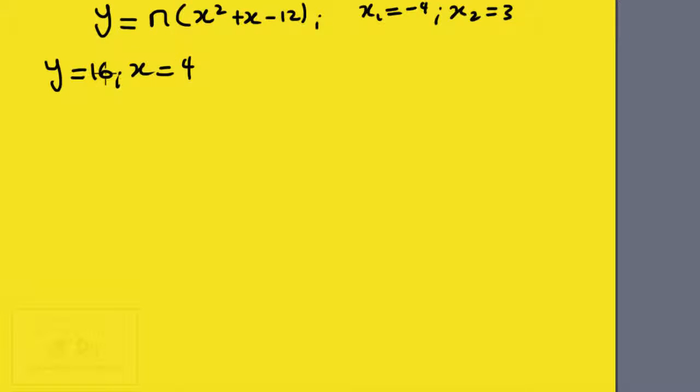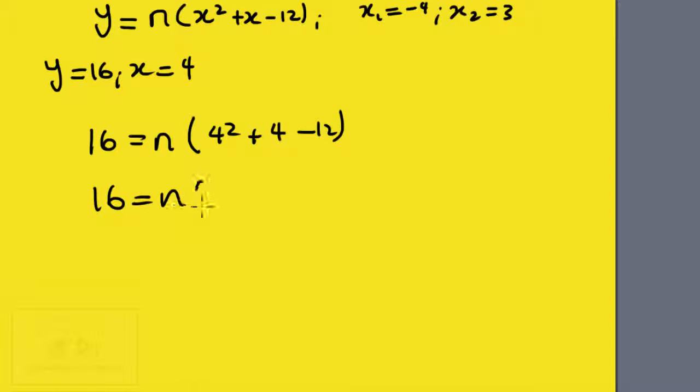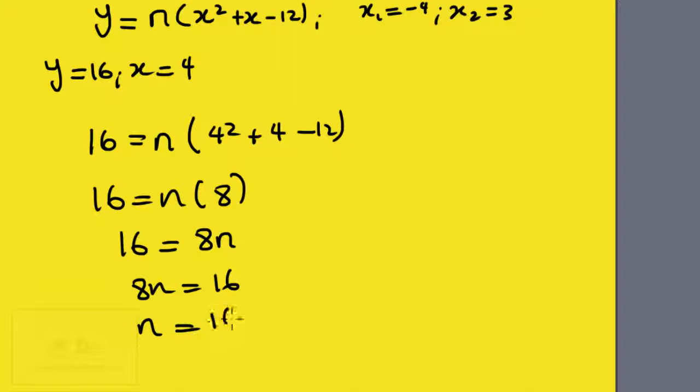So in order to determine this n value, I'm going to replace y with 16 and x with 4 and determine the n value that gives us what we want. So when y is 16, the left hand side is 16, n is what we're looking for, x is 4, so we have x squared, 4 squared, plus x, plus 4, minus 12. So we have 16 equals n times (4 squared is 16, plus 4 is 20, 20 minus 12 is 8), so 16 equals 8n. Divide both sides by 8 gives 16 over 8, so n is equal to 2.